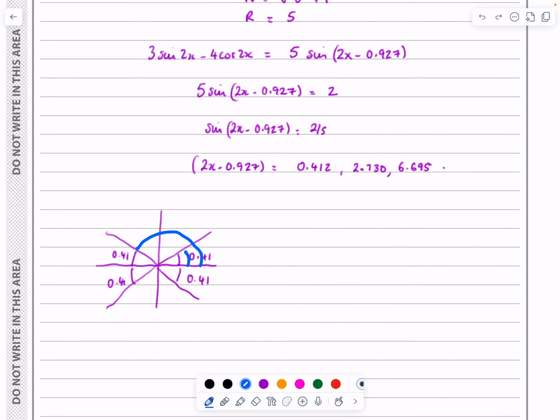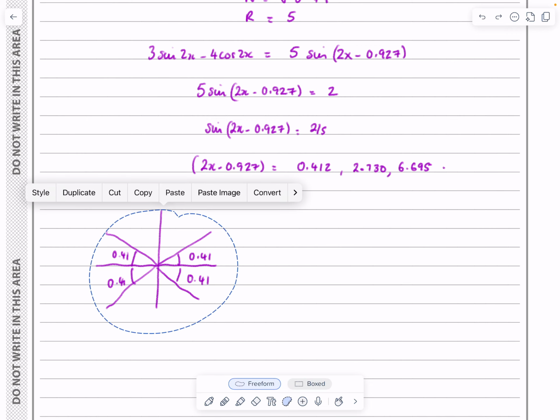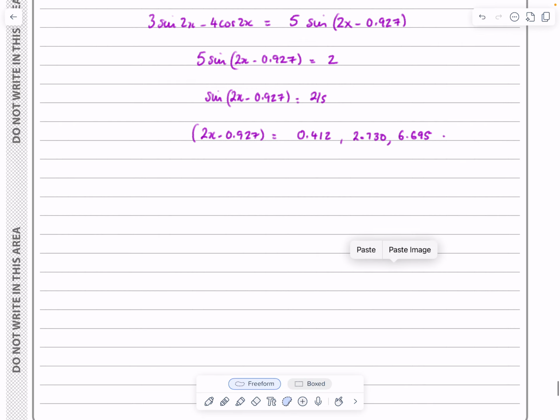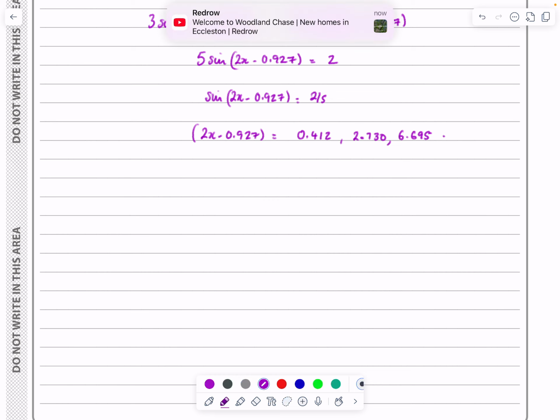We can keep going, can't we? Obviously, we could go all the way round there and have 2 pi added on to that, we can go all the way around there and have 2 pi added onto that. That's where this value comes in. And the only reason I've stopped there is obviously I've done this in advance. At this stage now, we've got that 2x minus 0.927 is equal to those ones.